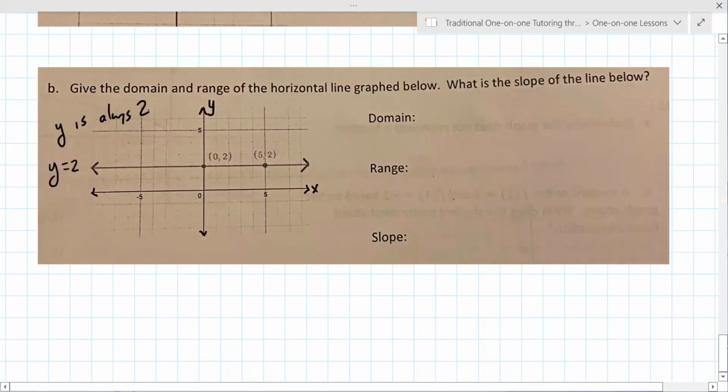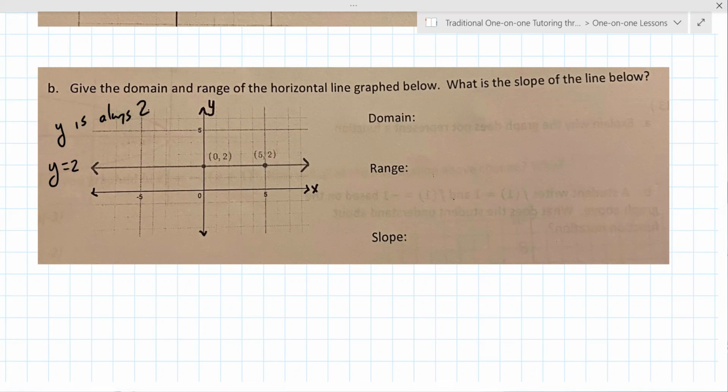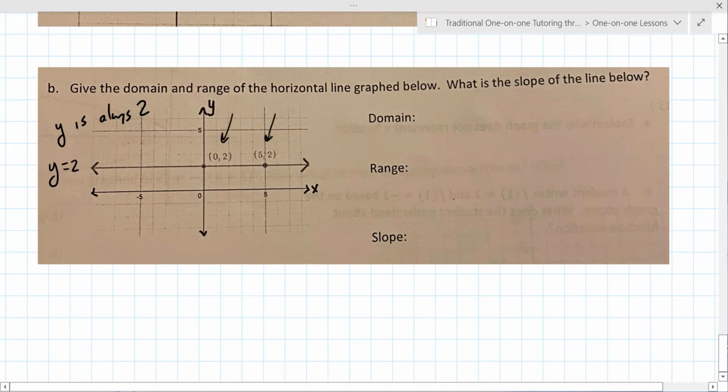But X can be anything. You can go as far left and as far right as you want. That's what the instructor is trying to show you here. X could be 0, 5, 1, 2, -5, or 10. X can change, but Y is always 2.